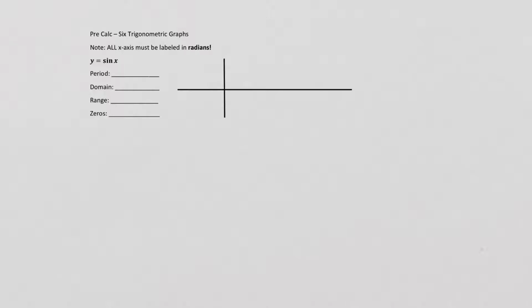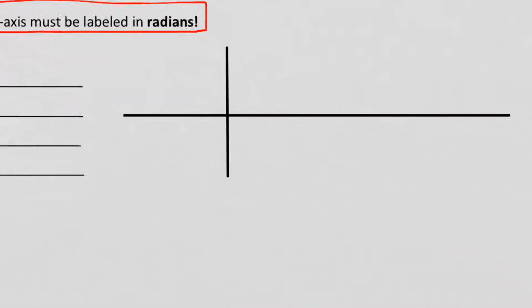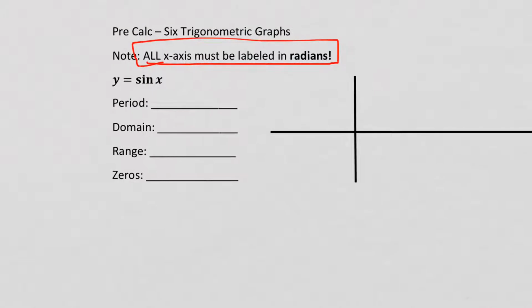So, a couple things to keep in mind. Make sure your x-axis is always labeled in radians. Everything from this point forward must now be labeled in radians. Please make sure you pay attention to that. So the first one we're going to talk about is sine.